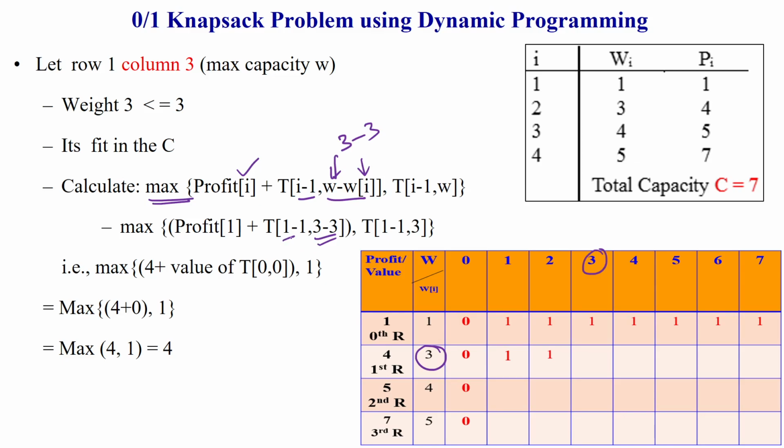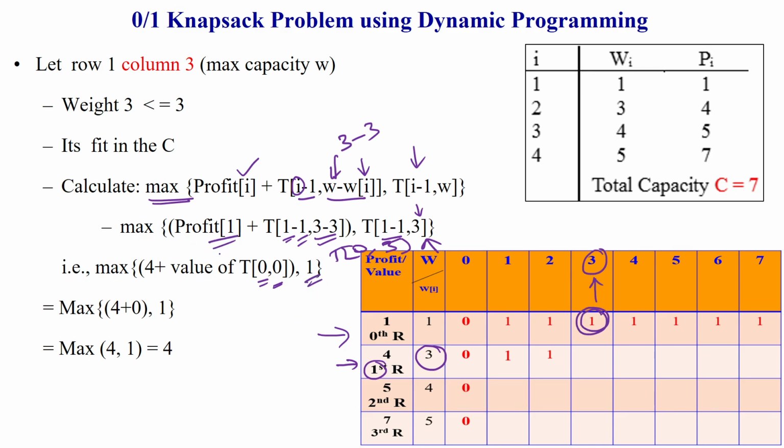So the previous row is here, and I is the current row, right? The previous row we represent with the value I minus 1. Then here also T of I minus 1, where I is the current row, 1 minus 1, and W is the maximum capacity of this column, 3. So when you substitute the values, here 0, here 0, we get T of 0 comma 3. T of 0 comma 3 is the 0th row, third column, which is 1. So that's what we have written here.